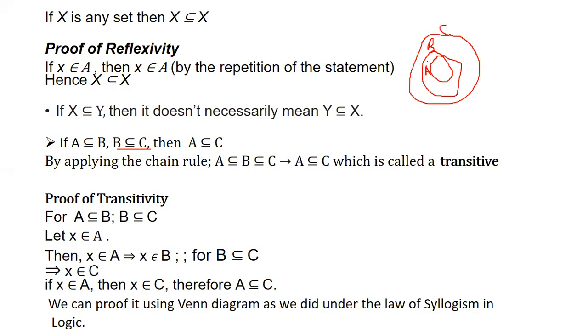So now what is A? A is inside B, and A is inside what again? A is equally inside C, sir. Now A is inside B and B is also inside C. So you can say that A is inside C. Can you say that? Yes, sir, we can say that, sir.